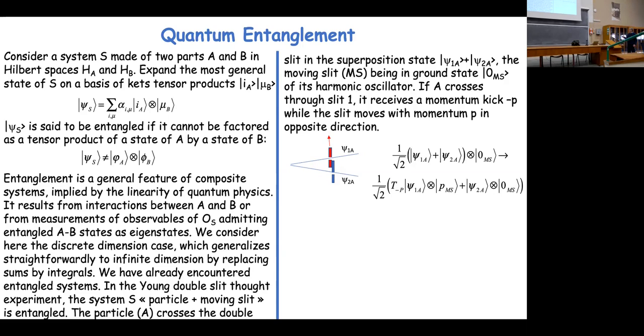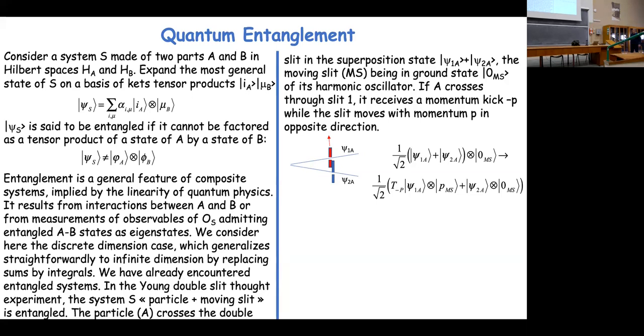At the beginning, before the system has interacted, you get this state, tensor product with the motionless state of the slit. And after the interaction, you get into this state in which, if the particle has gone through the upper slit, it received a momentum kick when it crossed, and the slit recoiled in the opposite direction. On the other hand, if the particle went to the lower slit, nothing happened to the upper slit, and you have this part.